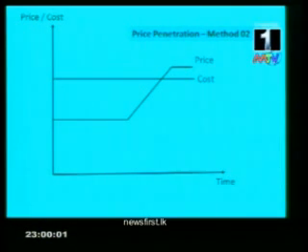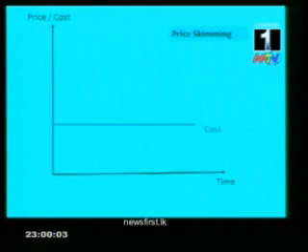Now let's look at the third model, the second strategy, which is called price skimming. Now price skimming is a model used to introduce very innovative novel products into the industry. Now here we will see the cost is low, but we offer the product at a very, very high price, and that's why we call it price skimming.